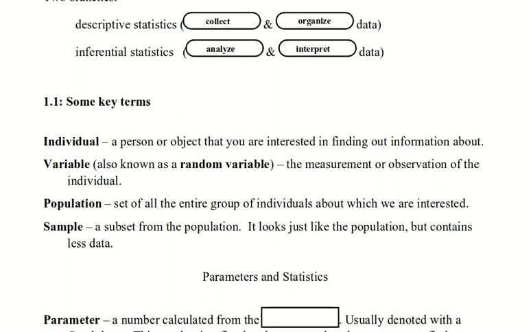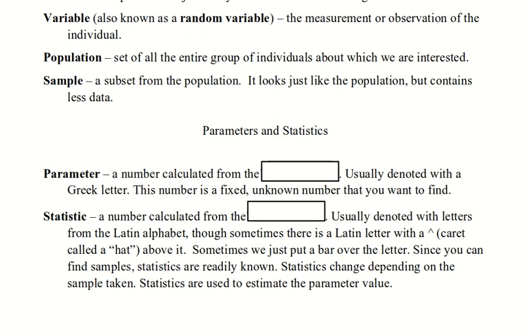A sample is a subset. That's a very mathematical word. Basically, not the entire population, but a subgroup taken from within it. It looks like a population, but it contains less data. And the looks like is important there. It looks like a population because we've got a lot of data from our sample, but it may not be representative.